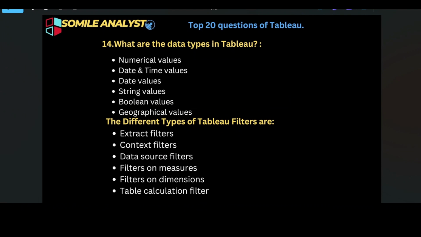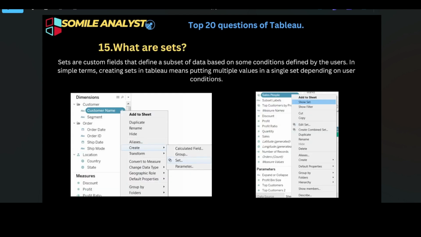The next question is, what are the data types in Tableau? Numerical values, date and time values, date values, string values, Boolean values, geographical values. The different types of Tableau filters are extract filters, context filters, data source filters, filters on measures, filters on dimensions, table calculation filter. Let's jump to the next question.